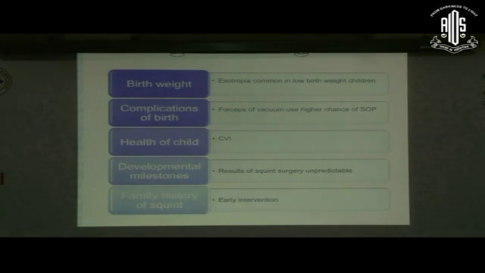So cortical visual impairment can be associated with children who have developmental delay, and those kids don't do well with surgery. Their results are unpredictable. Squint surgery in kids with developmental delay, okay? So you need to get a good history of delay. And early intervention is required if there is family history of squint.